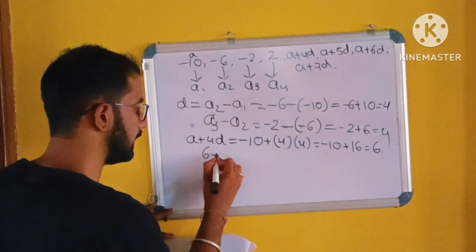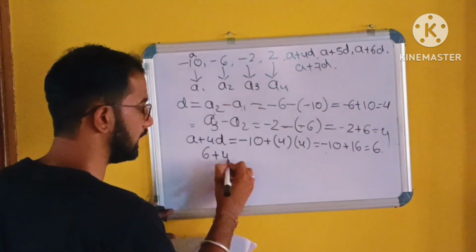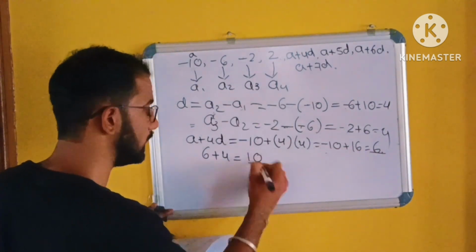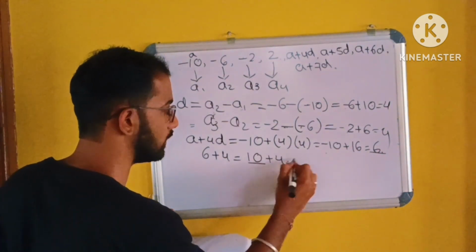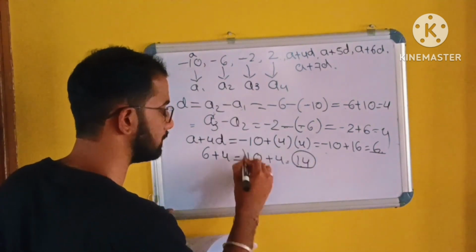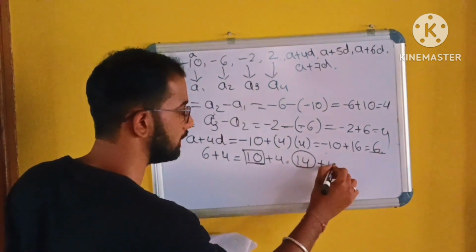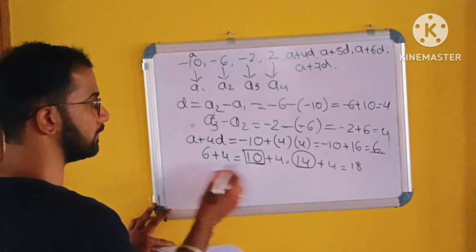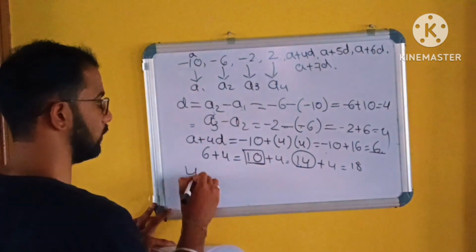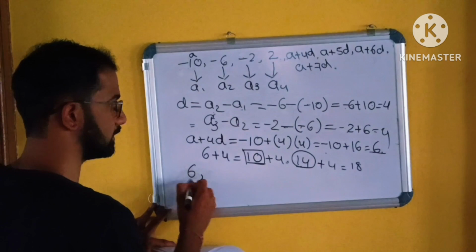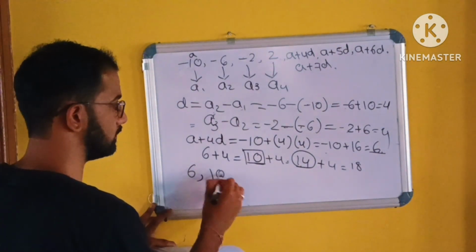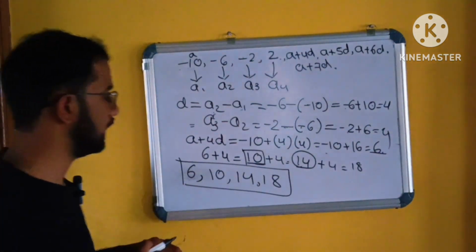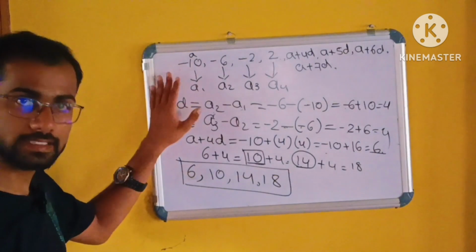So to the 6, if we add common difference 4, we get 10. Okay, this is the next term. And to the 10, if we add again 4, we get 14. This is another term. To the 14, again if we add 4, we get 18. These are the final four terms, that is 6, 10, 14 and 18. These are the last four terms of the given sequence.